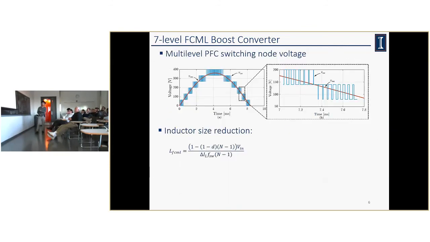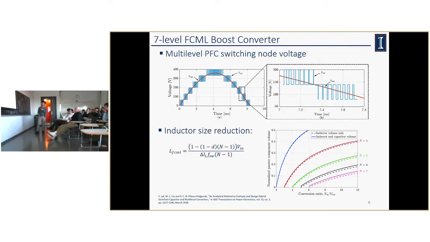If we vary the duty ratio, the orange line shows the rectified sine AC input for PFC application. If you vary the duty ratio across this half line cycle, you will have these 6 intervals of PWM signals, and that's just a zoom in of this. So the switching node frequency is n minus 1 times higher, and the pulse amplitude is n minus 1 times less than the 2-level boost, which means that you can reduce the input inductor.